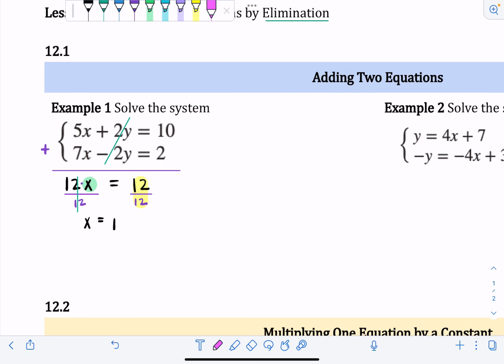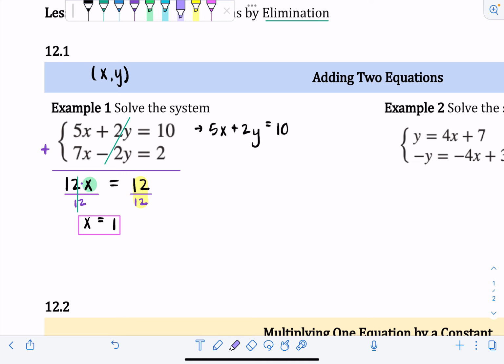Remember that when you're solving a system, if you think about when we solve by graphing, we're looking for the intersection point, which is x and y. So we found the x, we just need to find the y now. Same approach as with substitution. You pick one of the original equations, whichever one you want. I'm going to use the first one, so I'll rewrite it over here. 5x plus 2y equals 10.